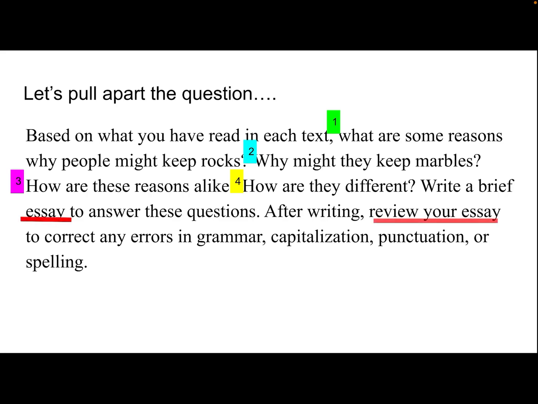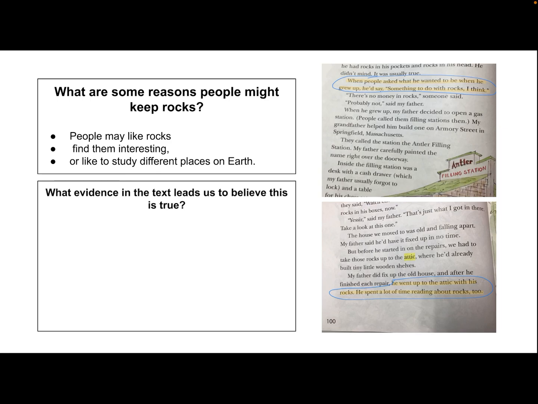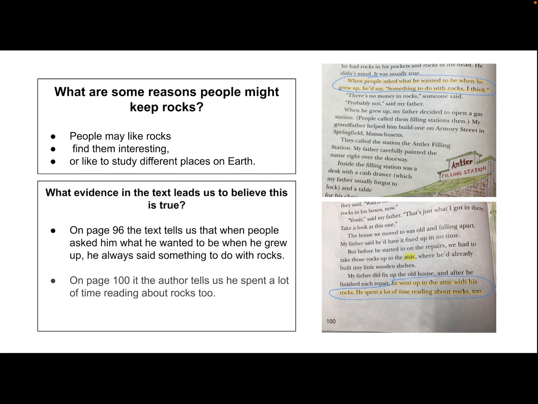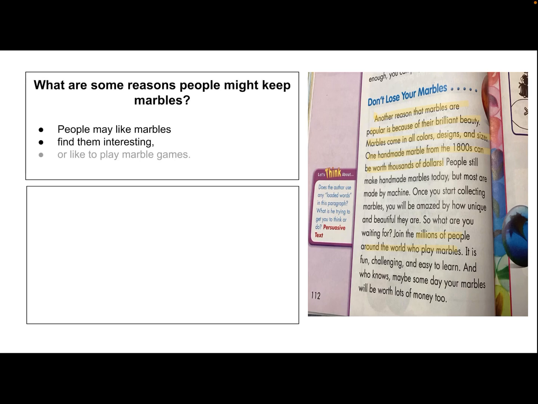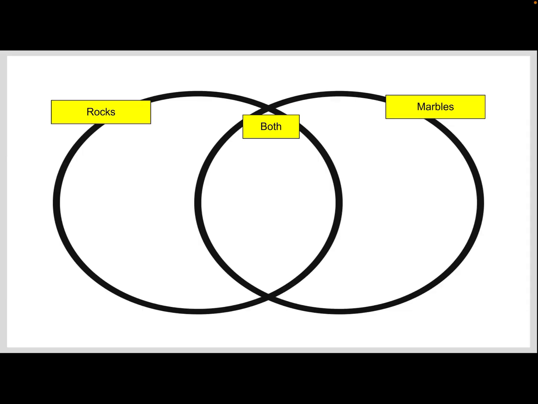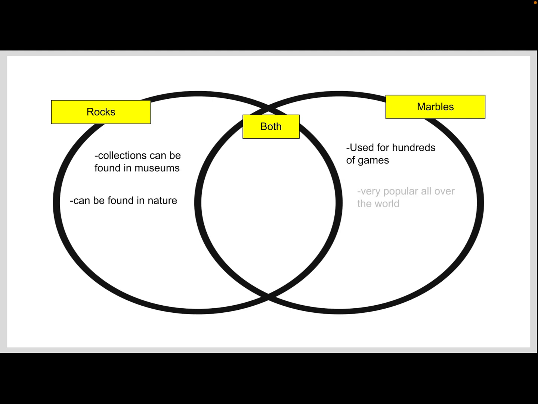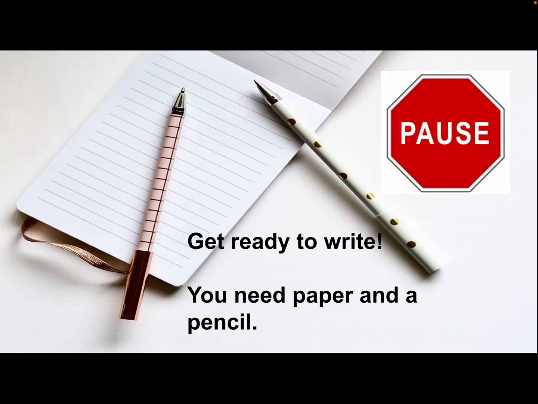So if you were with us yesterday, you wrote an outline. We're going to use that outline, we're going to review it, and we're going to turn that into our essay. Remember, we thought of reasons that people might like rocks. We found text evidence to support why they might keep them. We found reasons that people would keep marbles. We found text evidence to support why they would keep marbles. We compared and we contrasted both rocks and marbles.